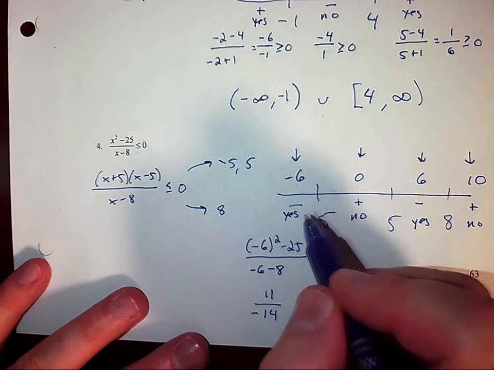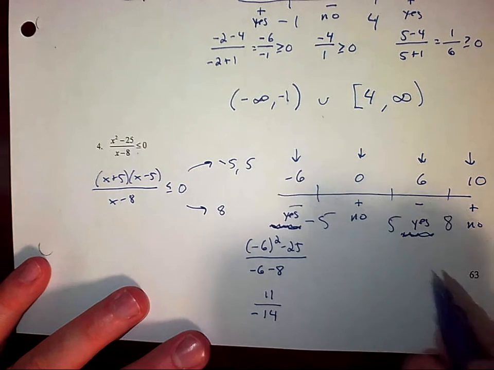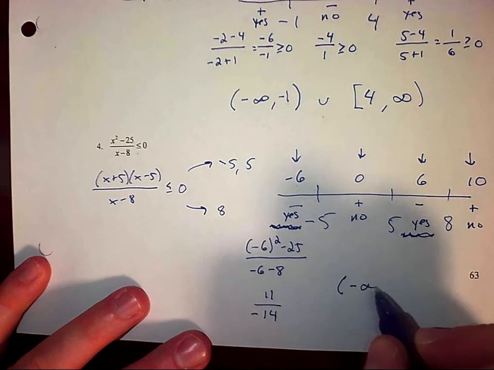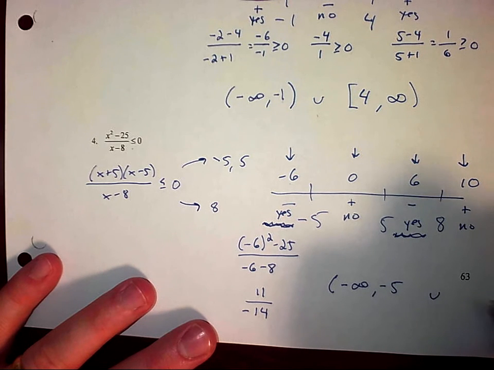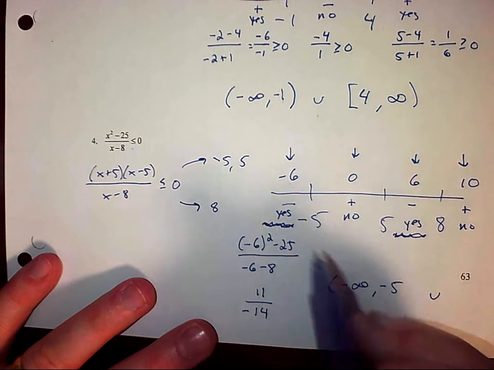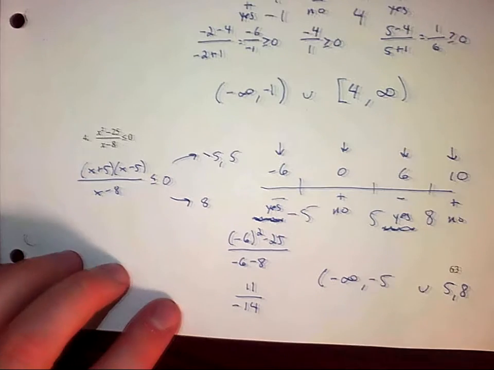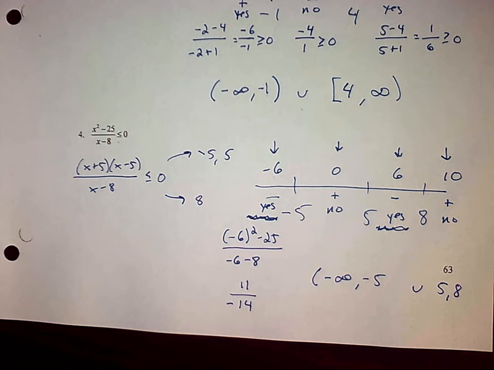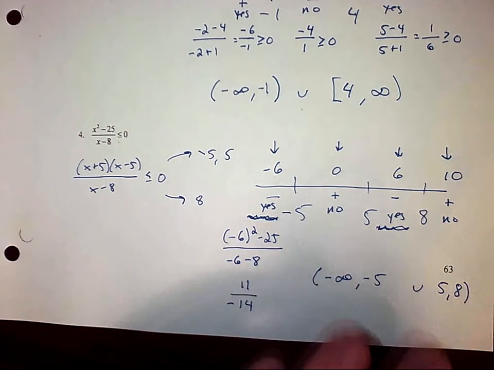So therefore, the sections that are going to work are this section right here and this section over here. So we're going to go from negative infinity all the way up to negative 5, and we're also going to union that with 5 to 8. Once again I left the parentheses away because we have to make sure that whatever makes our denominator equal to 0 gets a round bracket. Here, 8 is going to make our denominator equal 0, so that gets a round bracket.